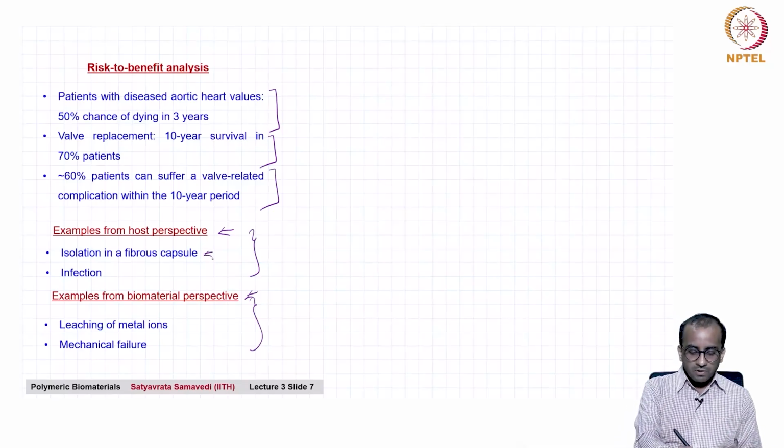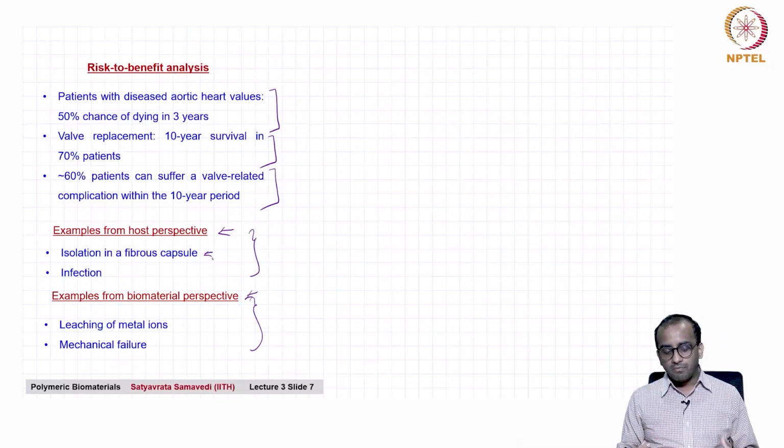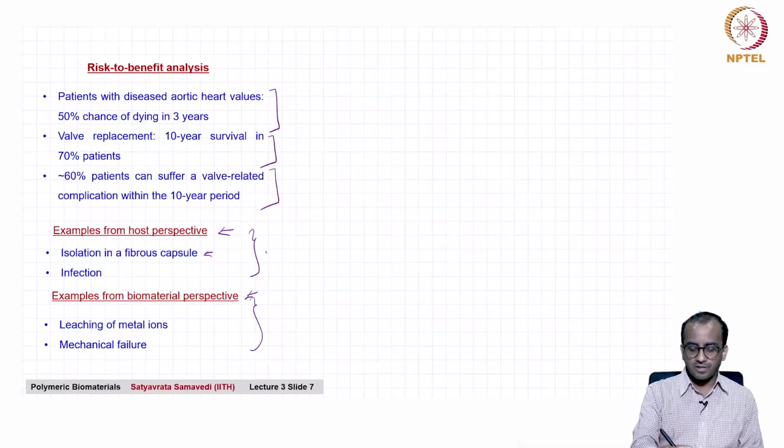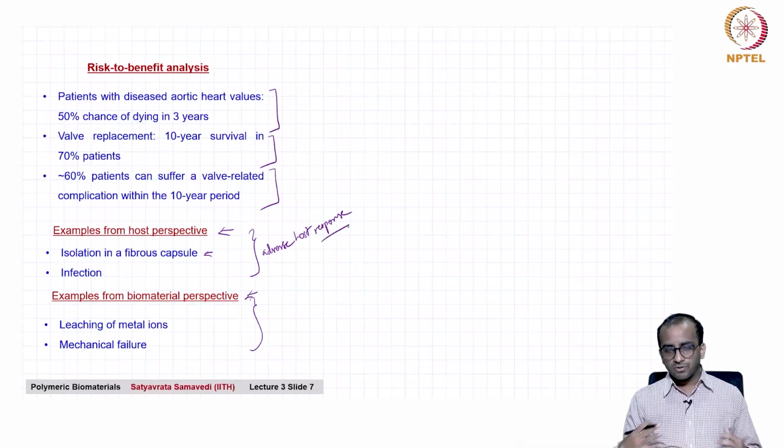From a host perspective, you can have the material being isolated in a fibrous capsule. Now that is not good at all, because what has happened is the host response has been adverse, and the material continues to be recognized as foreign, and eventually the body has walled it off, so to speak, in a fibrous capsule. So A, the material is no longer available to do the functions it's supposed to do, and B, you've now created a new problem, right? There's going to be chronic inflammation there and other issues that the patient doesn't want at all.